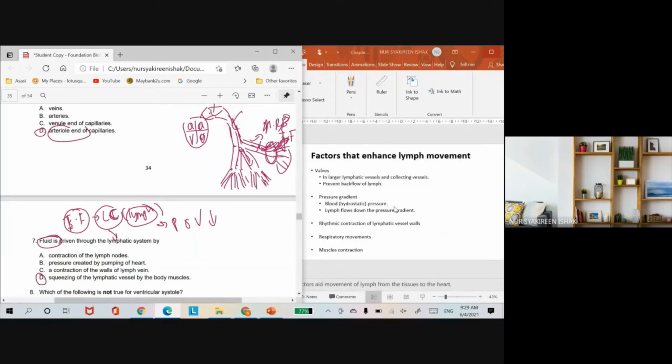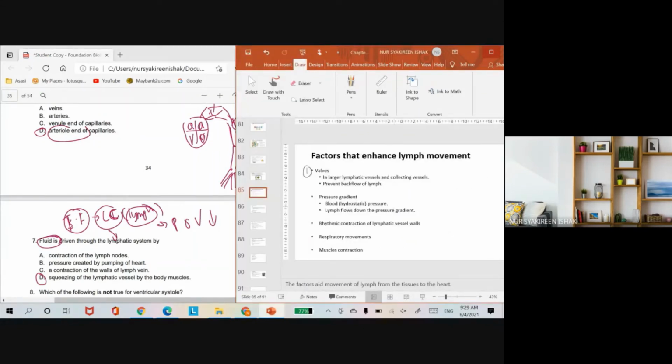So here, number 1, you have the valve. The lymphatic vessels, the enlarged lymphatic vessels and also collecting vessels, have valves. So this is to prevent the backflow of lymph. And then second is pressure gradient, or blood or hydrostatic pressure. So daripada force yang akan menyebabkan pergerakan lymph tu adalah pressure yang dikenakan daripada artery ke arterioles, ke blood capillaries. So dia akan tolak fluid tu forward.